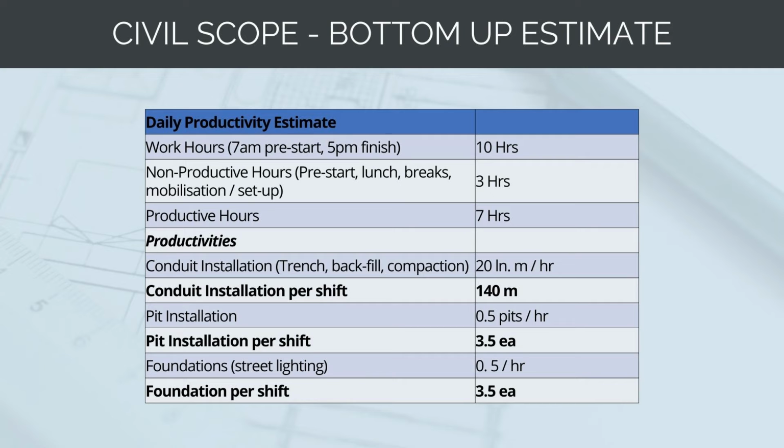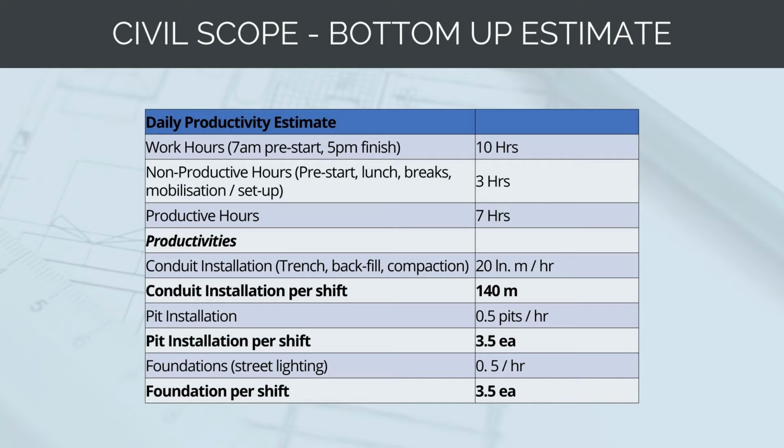So for our civil scope, because we're self-performing the task, we're going to complete a bottom-up estimate. So let's say we've got daily working hours of 10 hours, so 7 a.m. pre-start and 5 p.m. finish. In this, we'll factor in 3 non-productive hours. So these are things like the pre-start meeting, lunch breaks, mobilization to site, and setup. This gives us 7 productive hours.